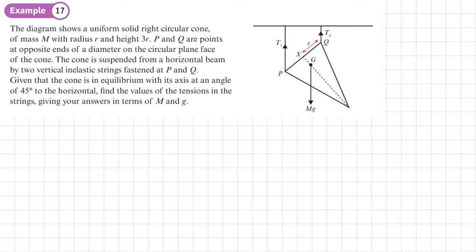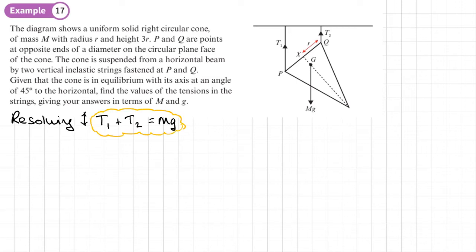So the first thing I'm going to do, let's start by resolving vertically, so resolving in this direction, and what we're going to get is this equation T1 plus T2 equals mg. So it's going to be nice and easy to start us off.